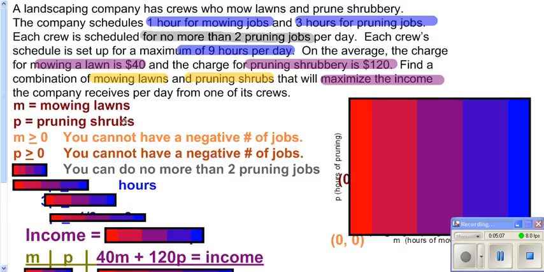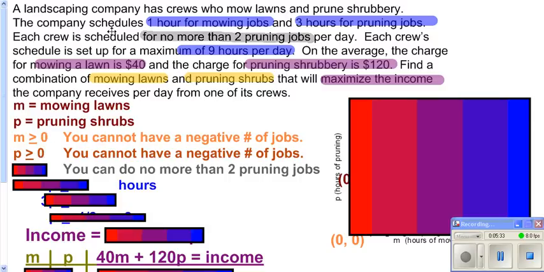Now, we know that we can't have M and P being negative because you can't have a negative number of jobs. So M and P both have to be greater than or equal to 0. A lot of times your variables will always have to be greater than or equal to 0, but you need to always look in the context of your problem. So most of the time you'll have these two basic inequalities.